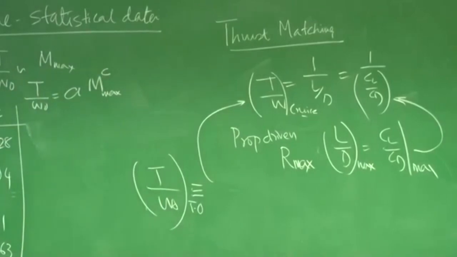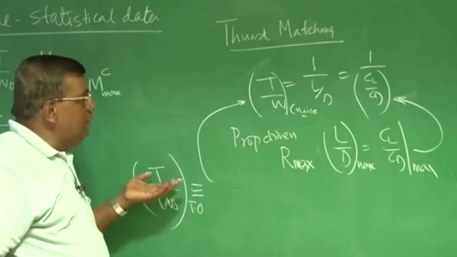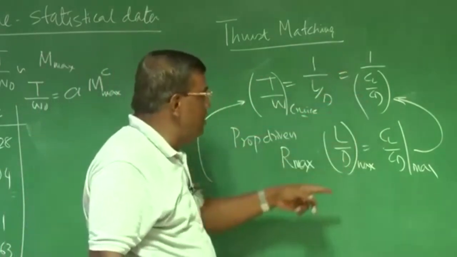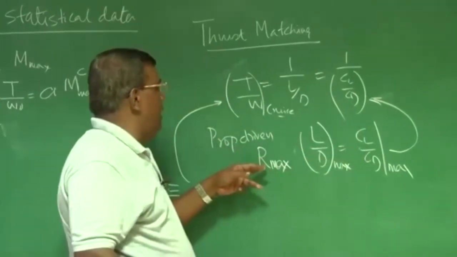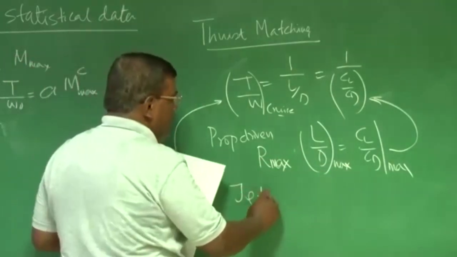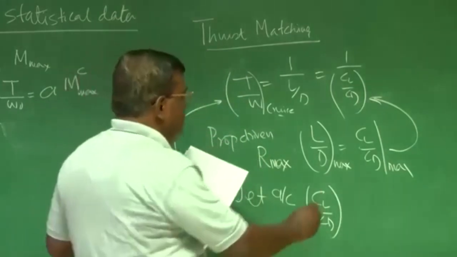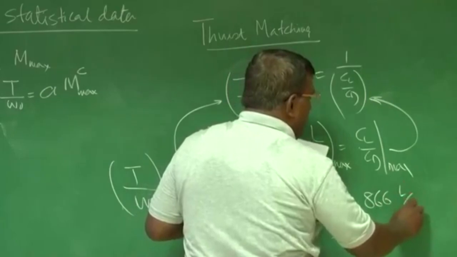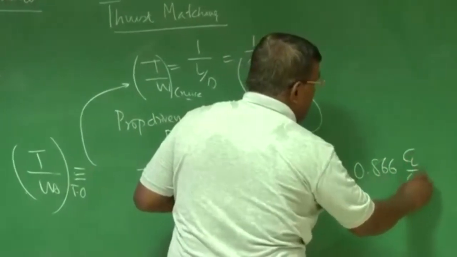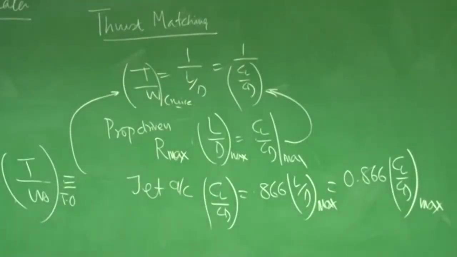This is important. You would design your airplane in such a way that T by W at takeoff is such that when it goes for a cruise to an altitude, T by W cruise is given by 1 by CL by CD, and CL by CD given by CL by CD maximum for range maximum for a propeller driven airplane, and similar for a jet aircraft. You know that CL by CD it has to fly for range maximum is 0.866 L by D max, or 0.866 CL by CD maximum, depending upon what type of airplane you are flying or designing.